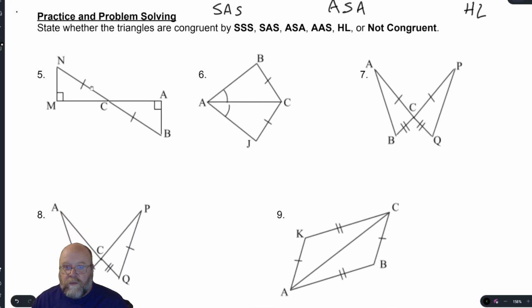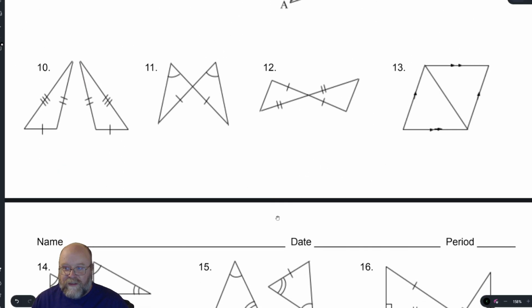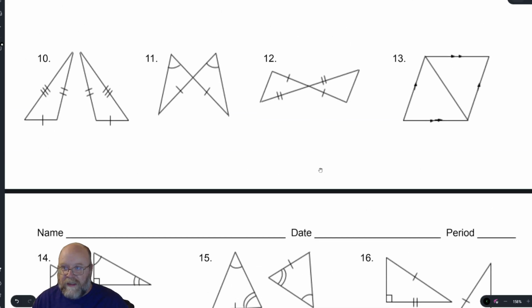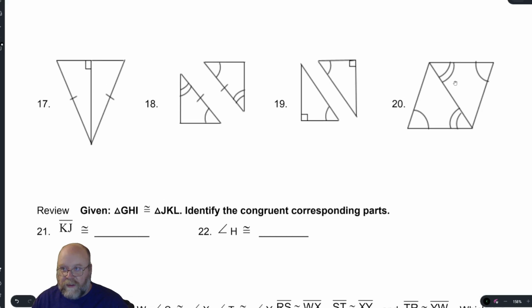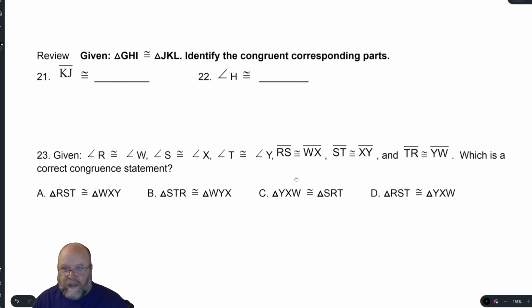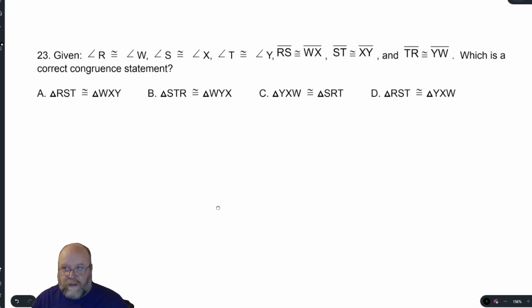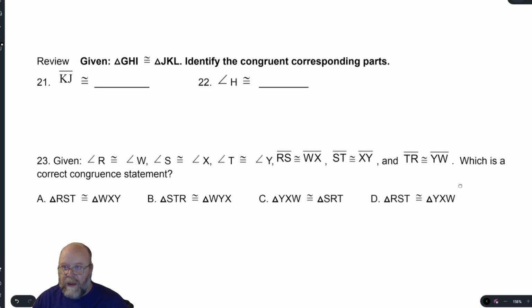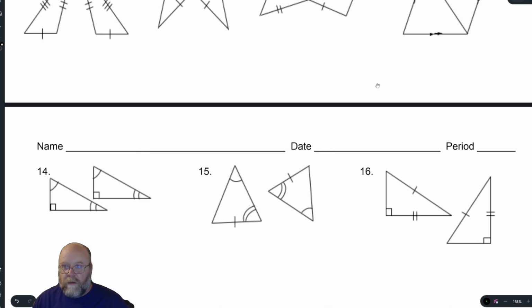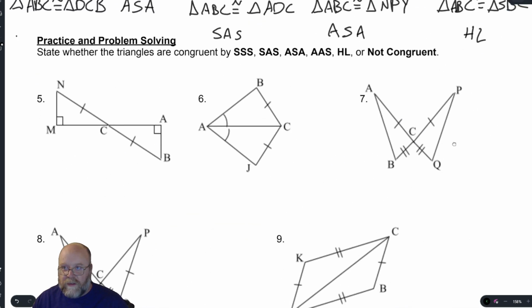All right, so it's more just looking at a bunch of crazy triangles. Don't forget about Z angles over here on 13. Ooh, look at this shared side. Yeah. Looks good. Congruent statement. Easy peasy. Given all these, what's the correct congruent statement? Ooh, that's a tricky one. Good luck on that one. That's a good one. Just remember, corresponding parts are congruent.